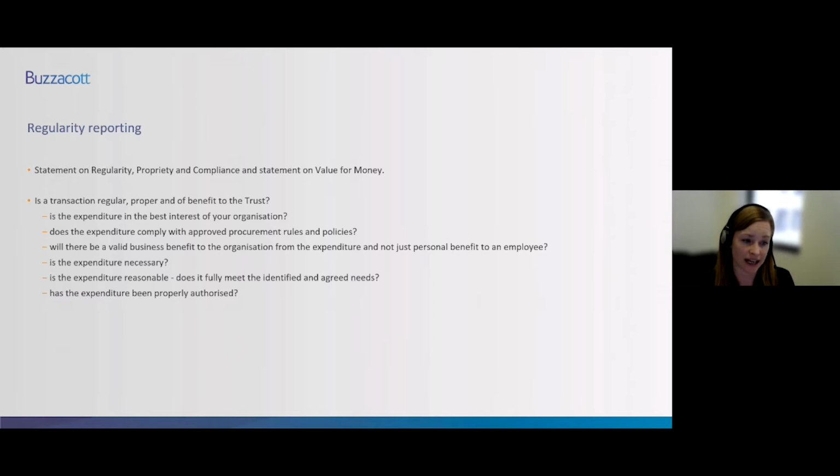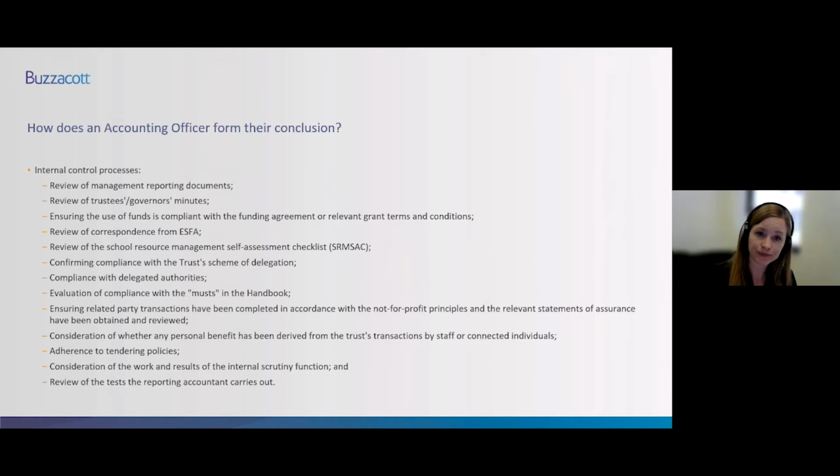The format of the regularity, propriety and compliance statement is set out in the Academy Accounts Direction, Model Accounts, and that statement must report on any areas of non-compliance during the year, including the monetary amounts. So moving on to my next slide. How does an accounting officer form their conclusion? So the accounting officer must ensure that the trust is working within the boundaries of regularity and propriety. This work should be performed throughout the year as part of their oversight of internal control processes.